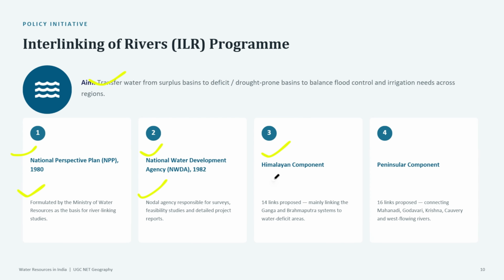Himalayan component, 14 links proposed, mainly linking the Ganga and Brahmaputra systems to water deficit areas. Peninsular component, 16 links proposed connecting Mahanadi, Godavari, Krishna and Kaveri and west flowing rivers.